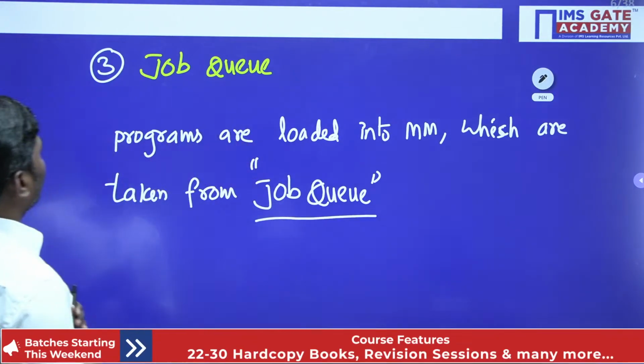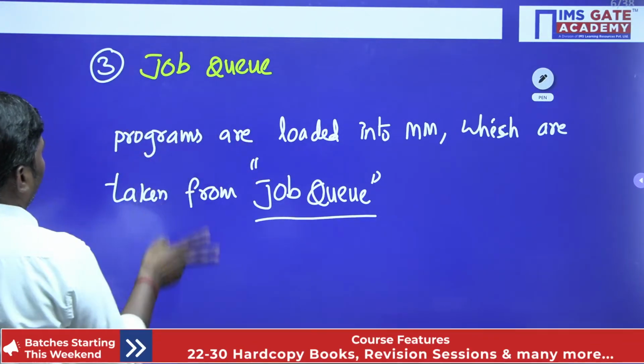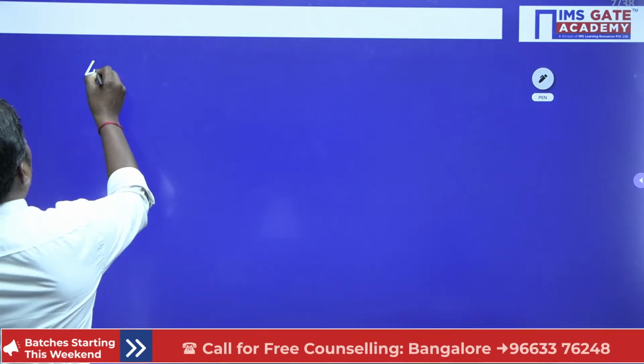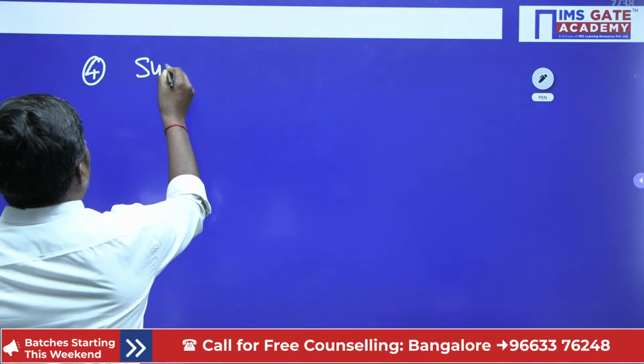Okay. So now I hope the job queue is clear. The fourth one is what? Suspended queue.